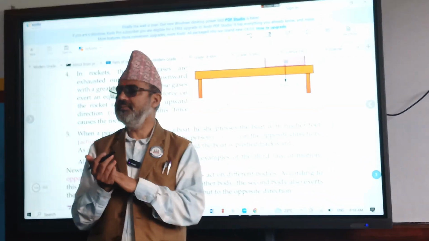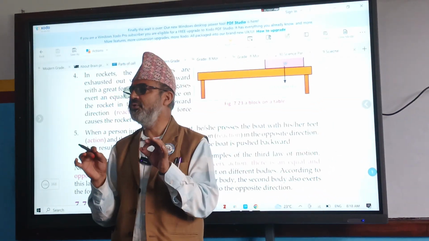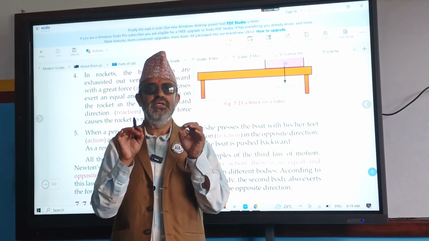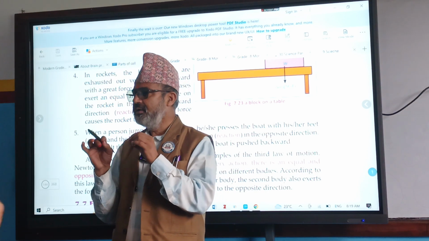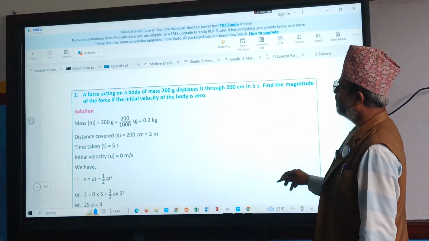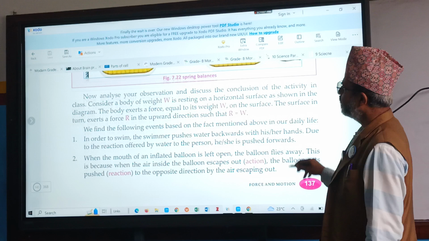Second law of motion state. It is connected with acceleration, force, and mass. So, acceleration is produced on the mass of the body. So, from there we have one formula: F equals m a.